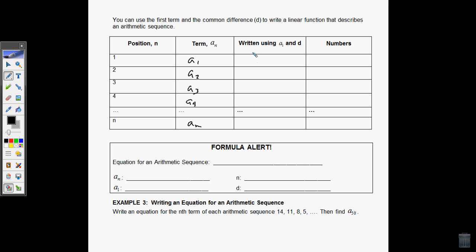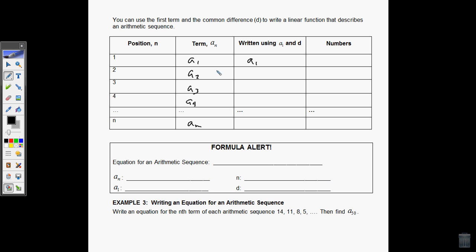Now, how can I write these numbers in terms of adding that common difference? What was the common difference in the last one? We went 4, 8, 12, 16. So it looks like the common difference was just some value like 4. I think 4 plus 4 would be 8 plus 4 would be 12. Yeah, so the common difference would be 4. So how can I write all of these terms just with a sub 1 and d? Well, a sub 1 is easy because that's just a sub 1, right? But how can I write a sub 2 using only a sub 1 and d?